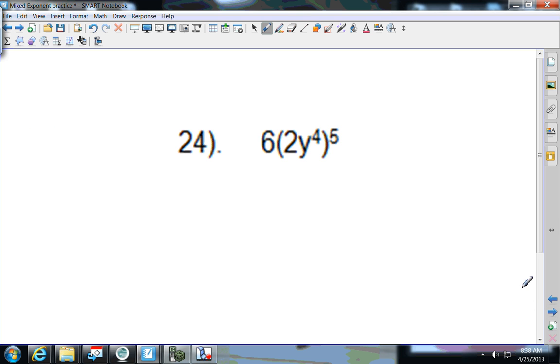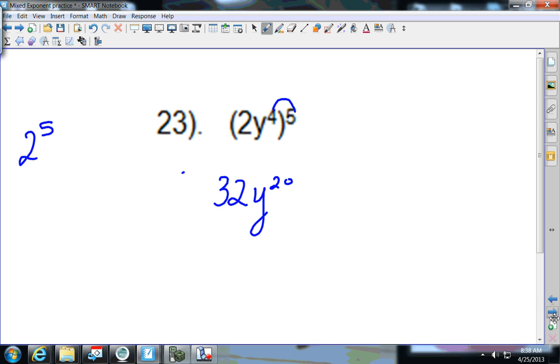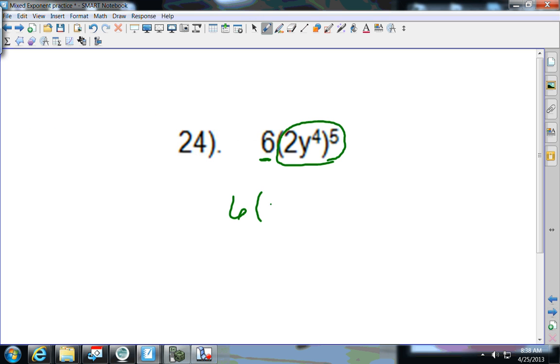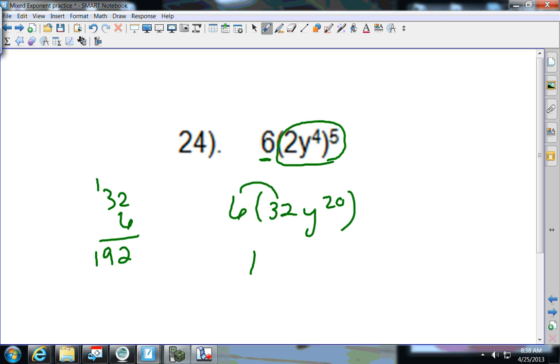Here's the next one. Pause the video and come back and see how you do. 6 is out here by itself. Now do what is inside the parentheses. 2 to the 5th power. Did we just do that one? Yes, we did. 2 to the 5th power we just found to be 32. So I have 32 inside here. Then 4 times 5 is y to the 20th. Now multiply 6 times 32. Okay, 32 times 6. 2 and a 1, 18, 19, 192. 192 y to the 20th. That should be your answer.